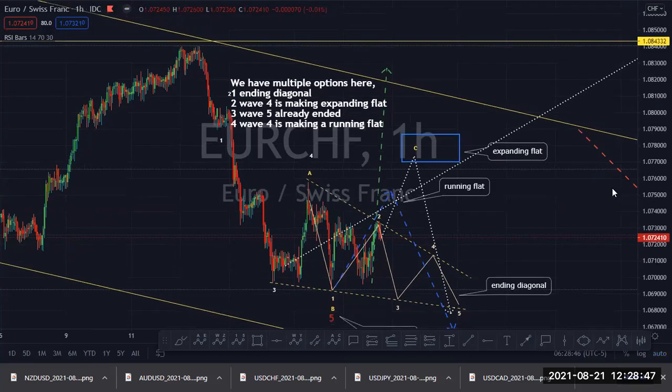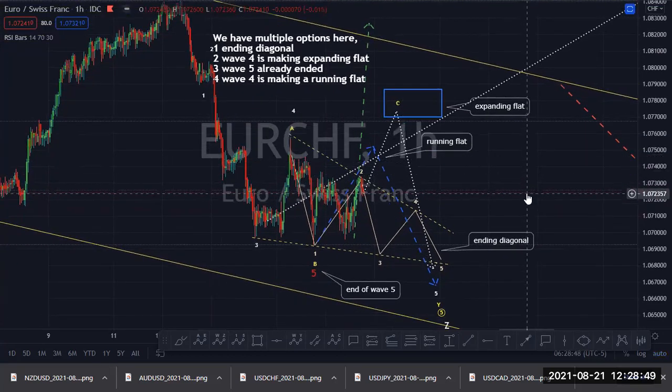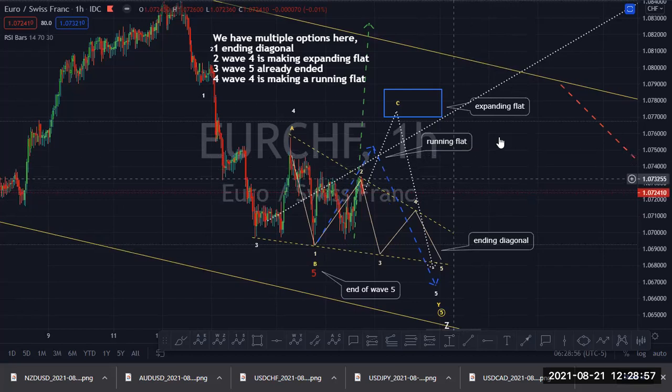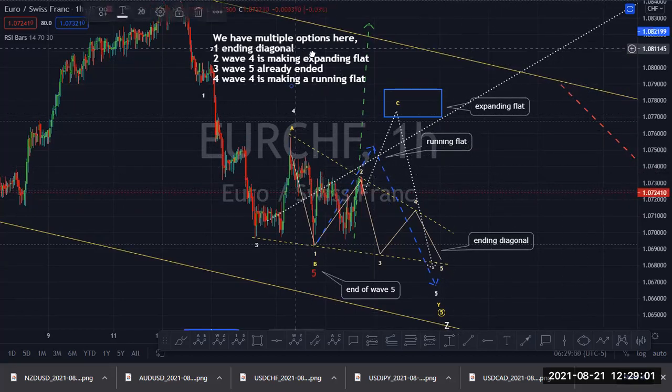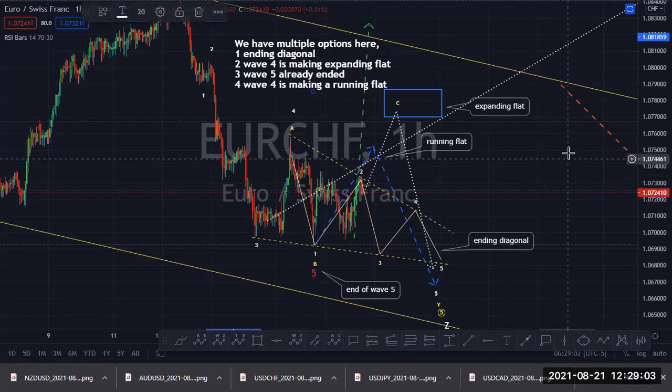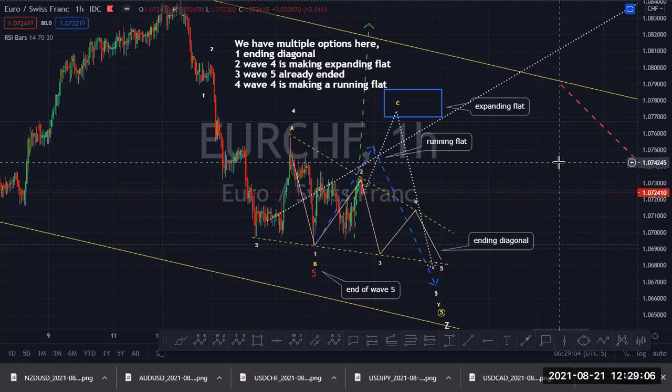EUR/CHF is the type of chart that is good to teach students. So if I'm a student, remind me to say something about this chart. In this chart, we have 4 options. Sometimes we open a chart and have only 1 or 2 options, but here we have 4. This is the power of knowledge about Elliott Wave.